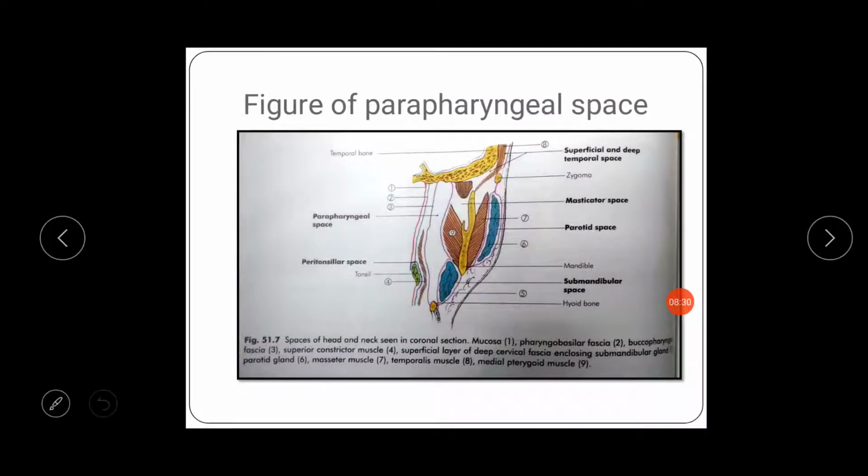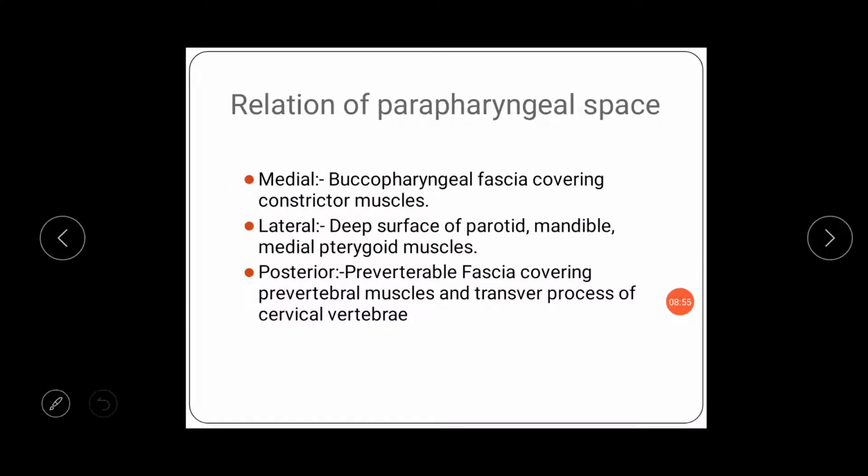In this diagram, you can see the parapharyngeal space, which is bounded by the buccopharyngeal fascia here, and the medial surface of the mandible, medial pterygoid muscle, submandibular gland, and attached to the hyoid bone. So this area is the parapharyngeal space. This parapharyngeal space is usually medially bounded by the buccopharyngeal fascia covering the constrictor muscles.